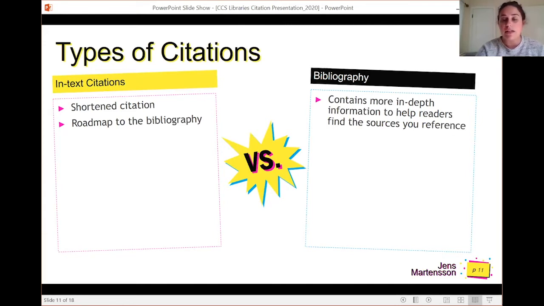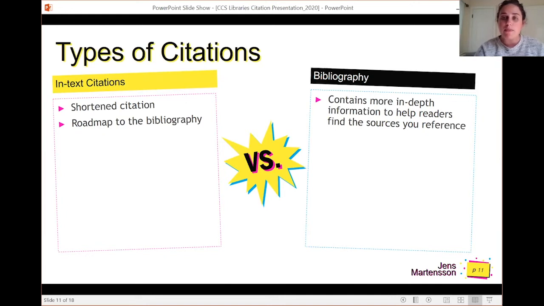The first is called an in-text citation. And an in-text citation is exactly what it says it is. It's in the text, right? So it's a shortened citation that acts as a roadmap to the bibliography. So that allows me to know who to look for when I look at the bibliography.